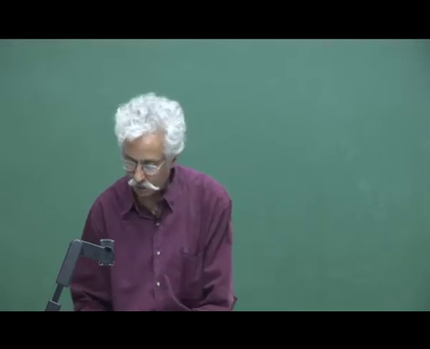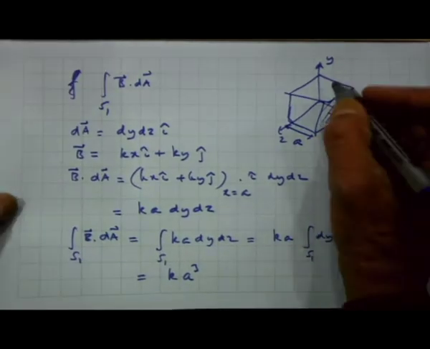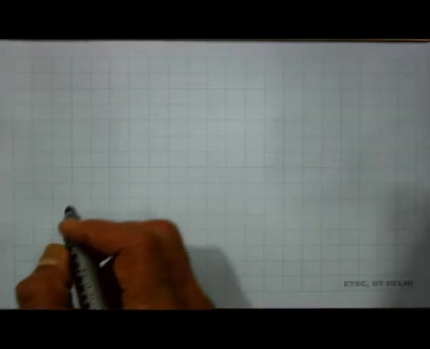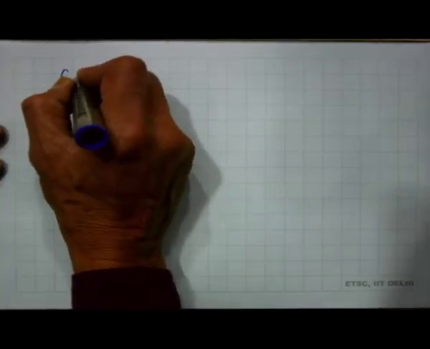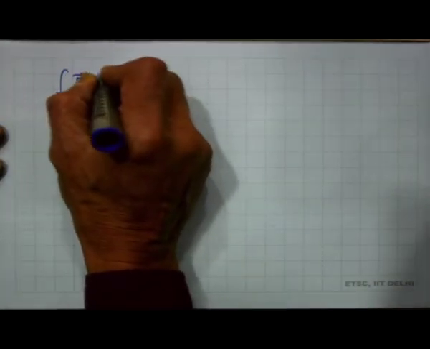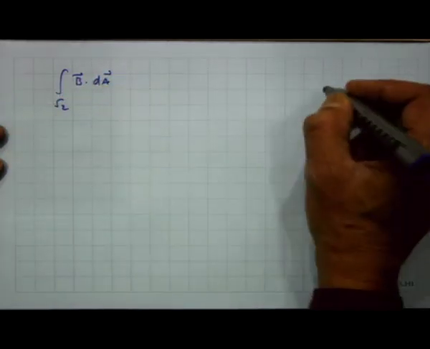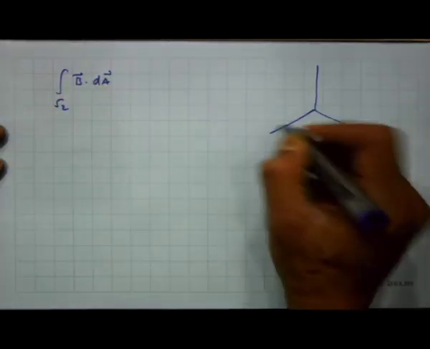So, for example, let me just calculate one more surface, which is S2. So, let me calculate for S2. Integral B dot dA over S2. So, again I draw the figure here.